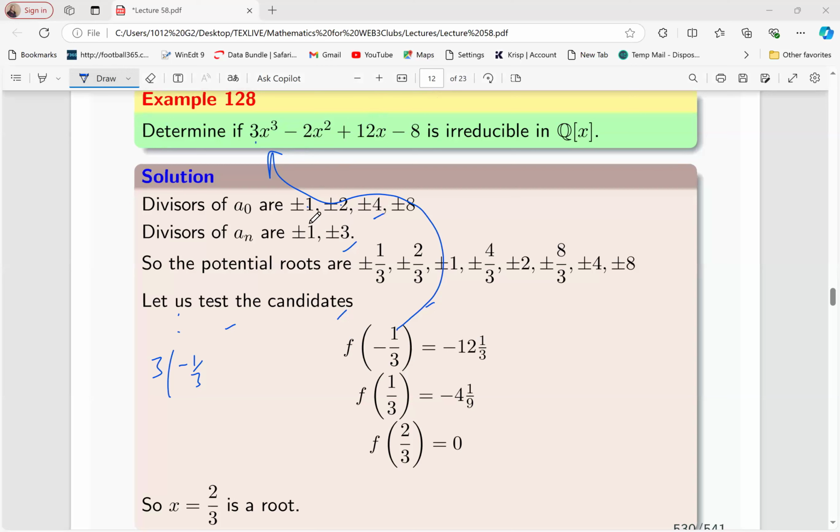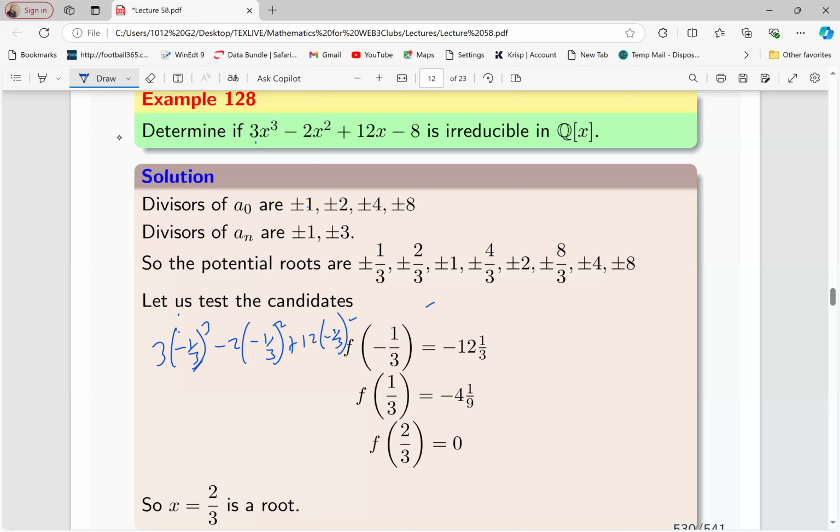Okay, so we were trying to see which rational numbers are the roots. So just try all of them. Where there is x, for instance, I may take negative a third, raised to 3, then 2 times negative a third raised to 2, then plus 12 times negative a third, then minus 8. So when I did that, this is what I got.